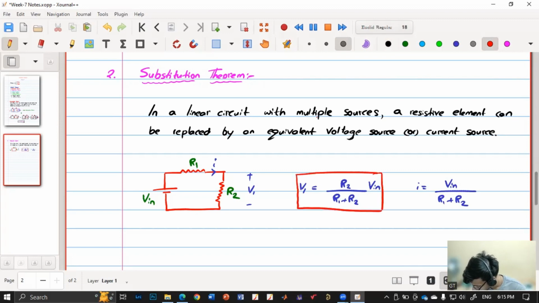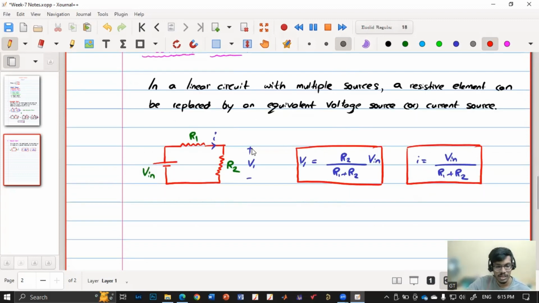So these are my voltage and current. Now what I'm trying to say is, in this linear circuit, any resistive element, say this resistive element R2, can be replaced by an equivalent voltage source. Equivalent voltage source means: what is the voltage across this resistor? Here V1 is R2 by R1 plus R2 into V. So I can replace this R2 by this voltage source and the circuit remains unchanged.